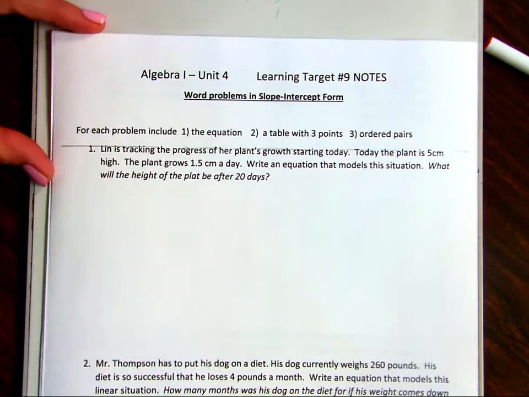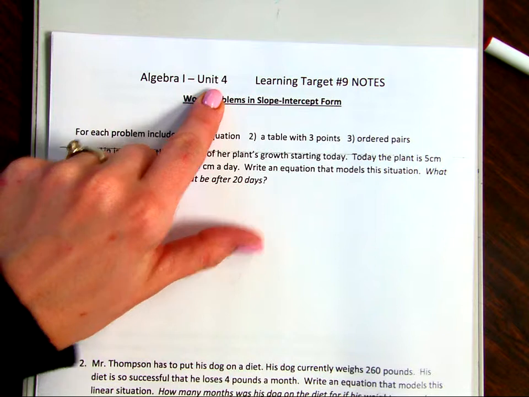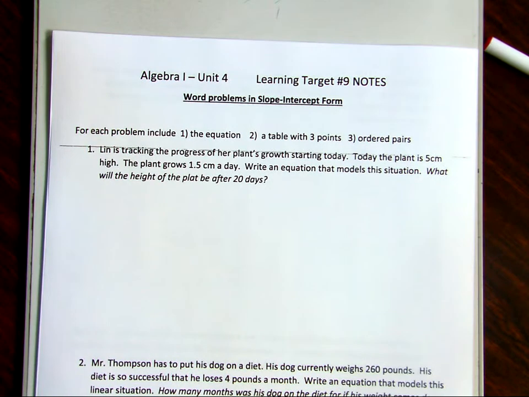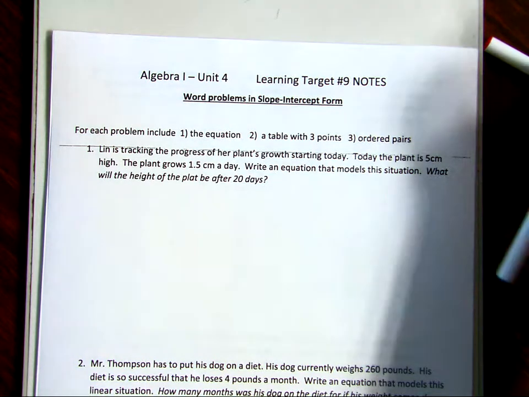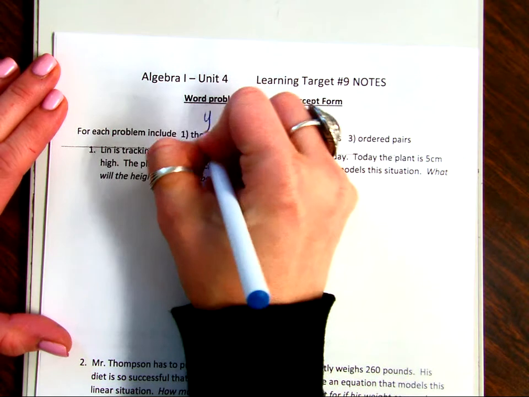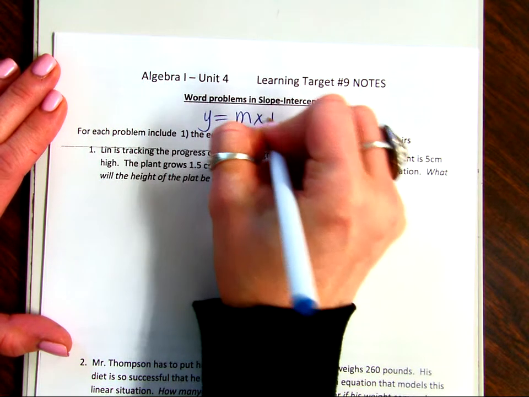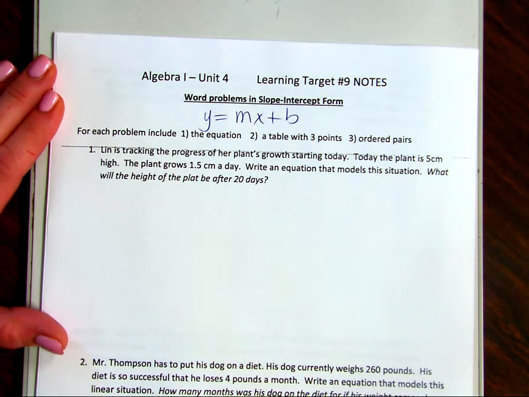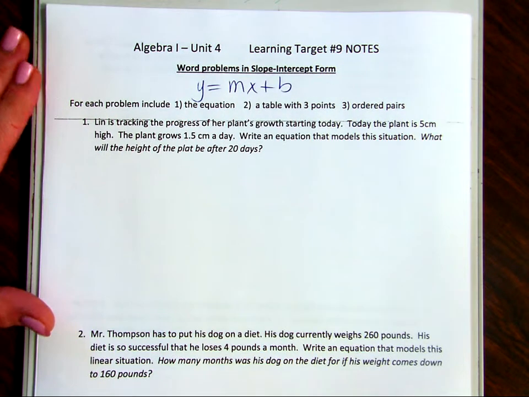Okay, so this is Algebra 1, Unit 4, Learning Target 9 Notes. Word problems. Slope-intercept form. Okay, so let's take our walk through this here. And here's the good news: we've done slope-intercept problems before. So let's write y equals mx plus b. You should be so familiar with this form by now.